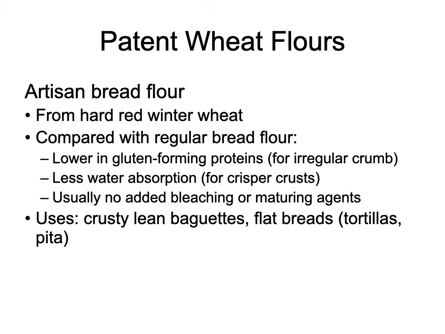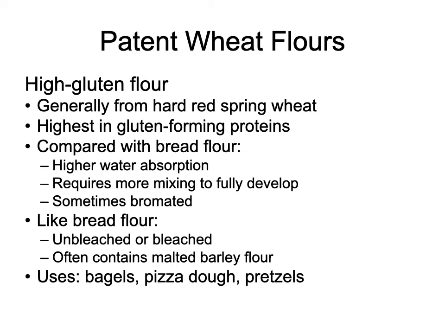Artisan bread flour. Artisan bread flour is generally lower in gluten-forming proteins. It has no added bleaching. We'll see this used mostly in artisan bakeries where they want to have something that is organically grown, no additives, no malt added, no special things done to it. So you'll see things like King Arthur flour is a good example of a lot of the artisan bread flours. They have a few different bread flours they sell, and they're generally in the artisan category.